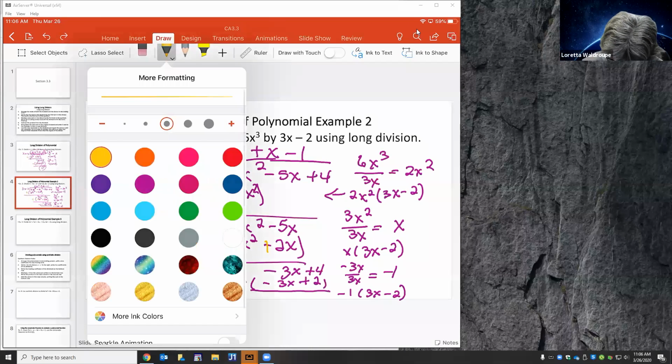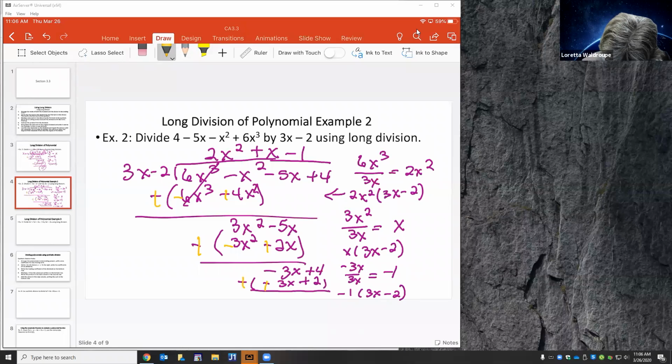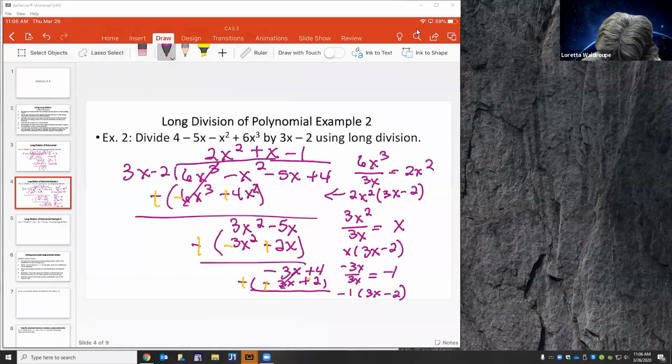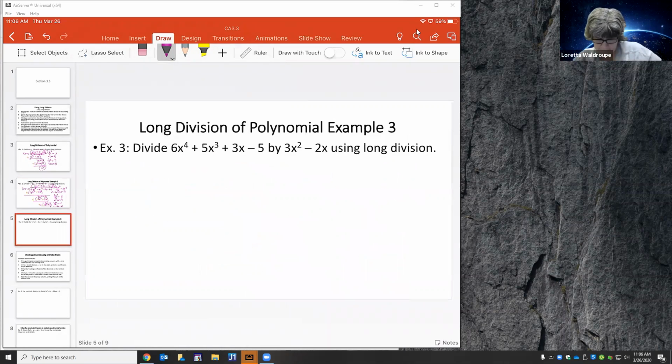I didn't pick the new color. I have a remainder of 2. So the 2 goes over my 3x minus 2. Okay?